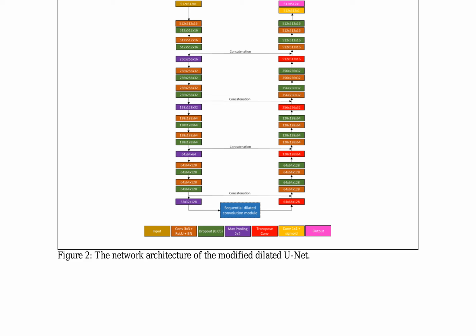The network architecture of the modified dilated U-Net and the sequential dilation module are illustrated in Figures 2 and 3, respectively. These selected models provide a robust evaluation framework for assessing the performance of the proposed interpolation split method in the context of airway segmentation.